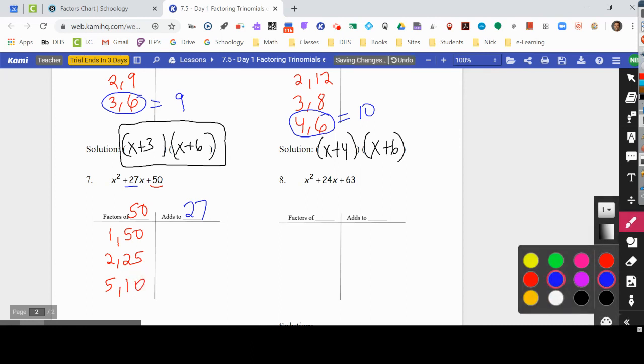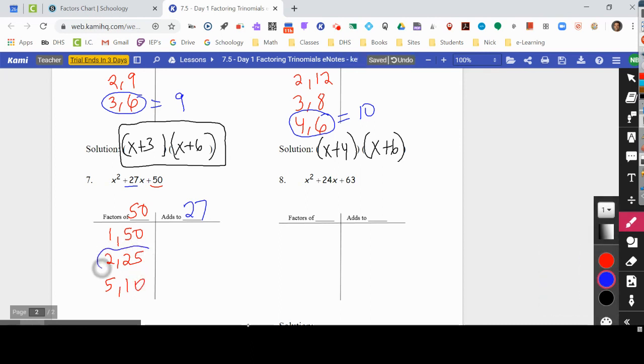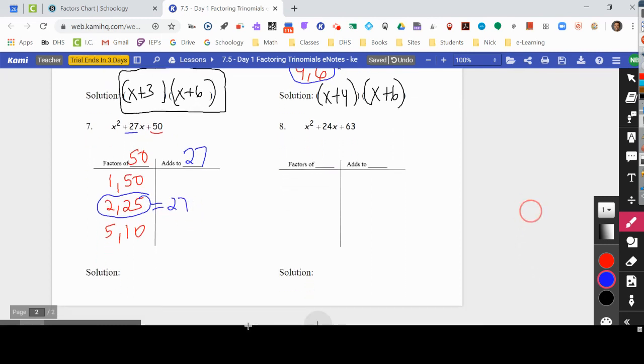Then out of those 3 pairs, I'm going to find the pair that adds to 27, and it's going to be 2 and 25. So now I'm ready to write my 2 sets of parentheses, or my 2 binomials. It's going to be x plus 2 times x plus 25. And that is my factored solution.